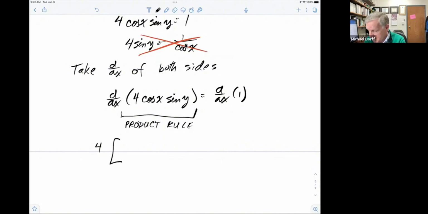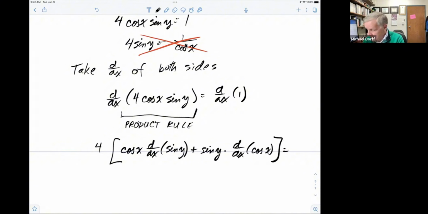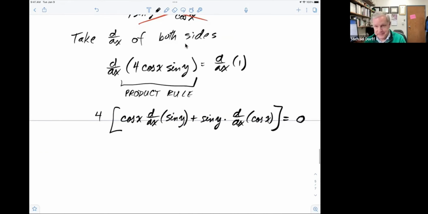And now I'm going to do the product rule on cosine x times sine y. So I do the first, cosine x, times the derivative d/dx of the second, so first times the derivative of the second, plus the second times the derivative of the first, and that's what I get on the left-hand side. And on the right side, I get 0, again, something you've seen before. All right, now I'm going to continue with this.